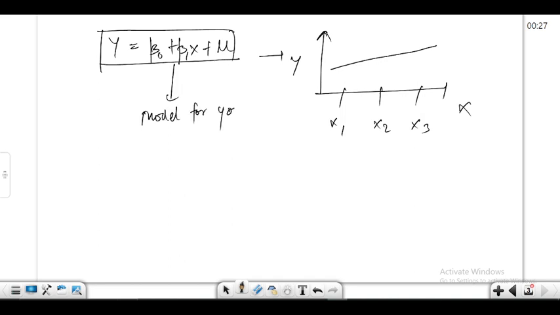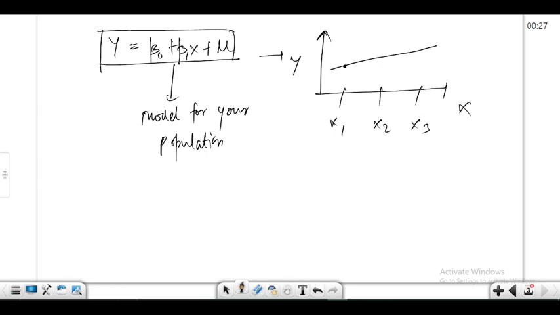Suppose this is the relationship, and this is the model for your population. We'll talk about the sample separately. This is the model that is representing your entire population, so we are not talking about the sample here. We take different values of x, and for every x value, we get a value of y, or an average value of y, that is representing the entire population for that particular value of x.